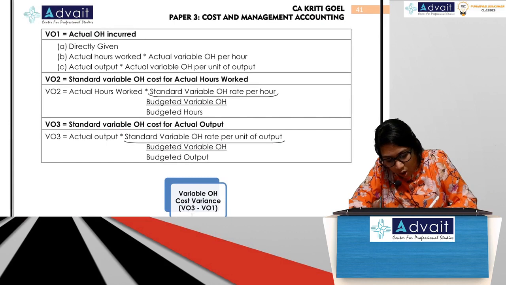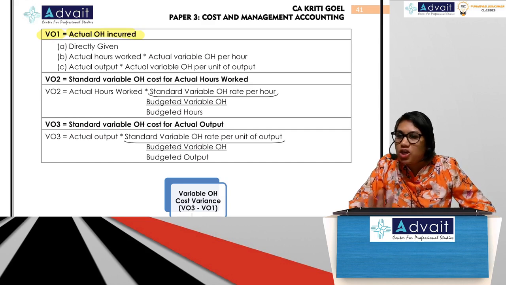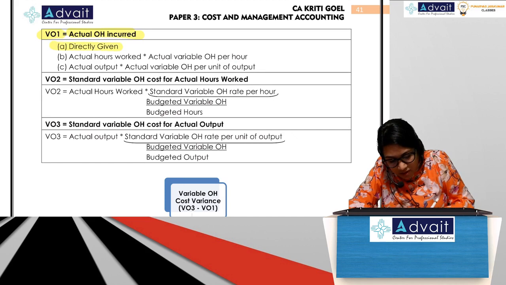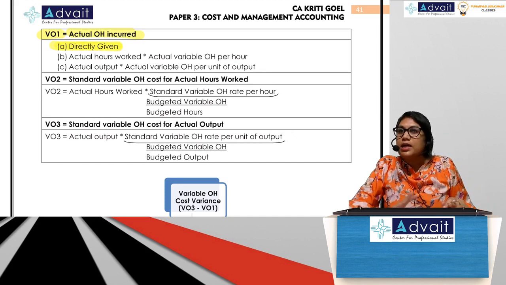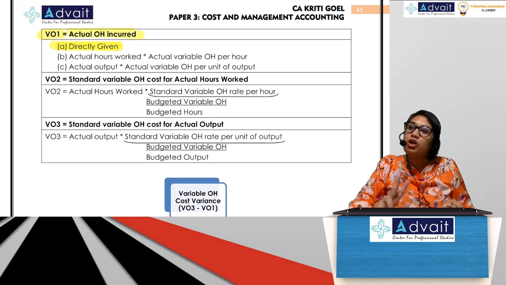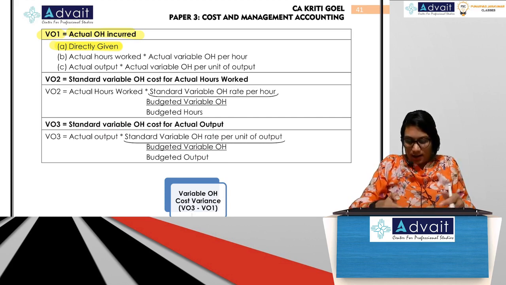Guys, VO1 is actual overhead incurred, just like M1. What was M1? AQ into AR. So this is also the same thing. Sometimes it is given in the problem already. If it is given, you take it. If it is not given, you need to calculate. Overheads can be calculated in two ways: you can calculate per hour or you can calculate per unit.